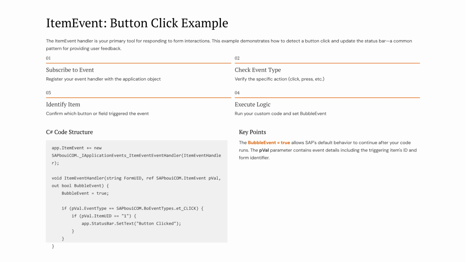To handle a button click using ItemEvent, first subscribe your handler to the application event. Inside the handler, check the event type, identify the item UID, and execute your custom logic. The BubbleEvent parameter determines if SAP's default action proceeds.